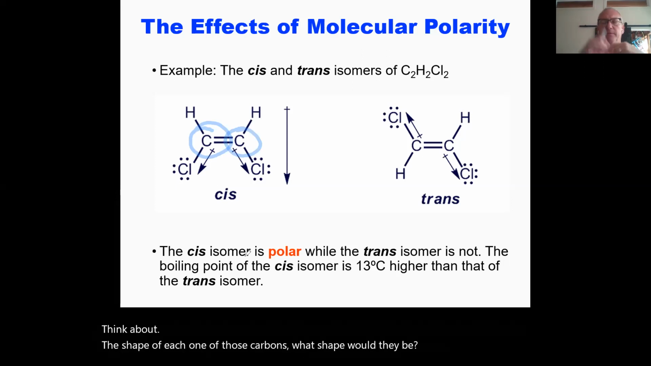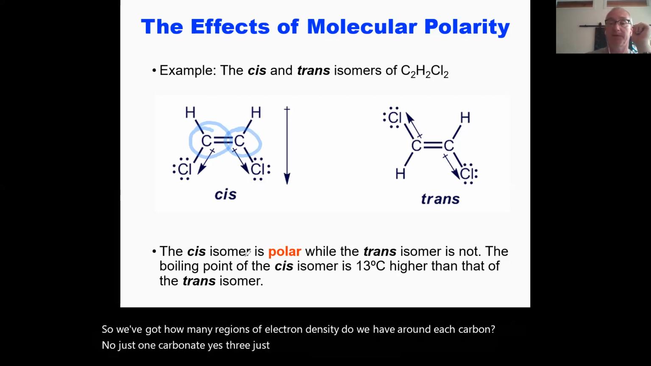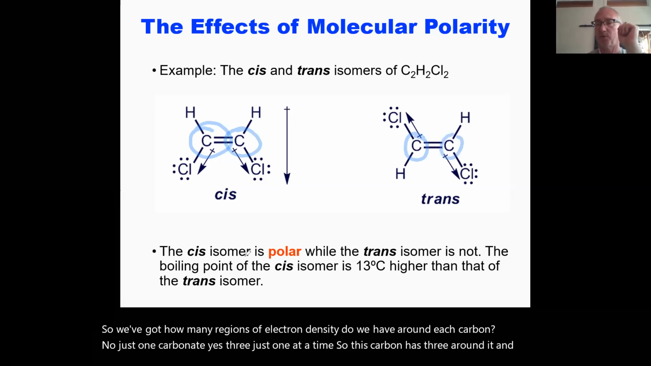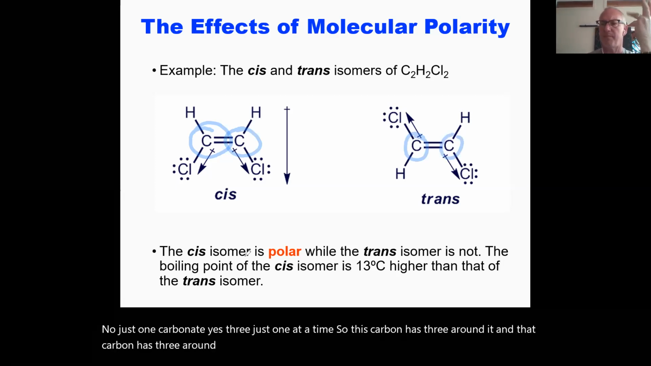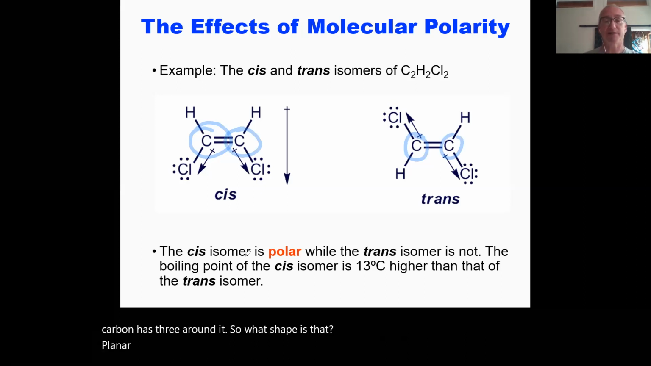So how many regions of electron density do we have around each carbon? Just one carbon, yes, 3, just one at a time. So this carbon has 3 around it, and that carbon has 3 around it. So what shape is that? Trigonal planar. Planar, and it's the planar that's key, because these molecules are planar, they're sort of locked in place.